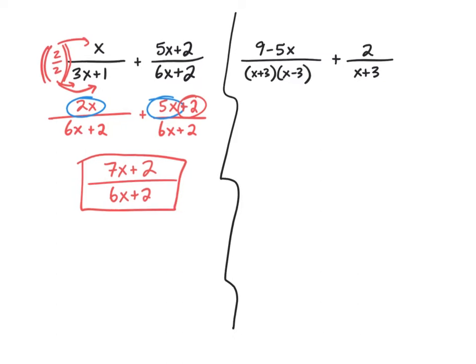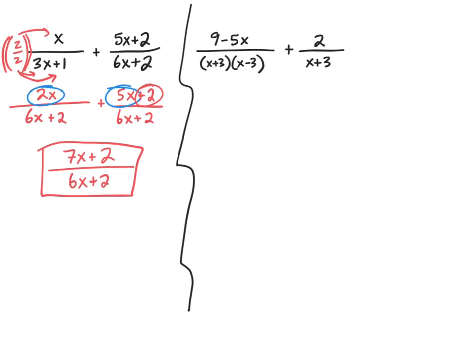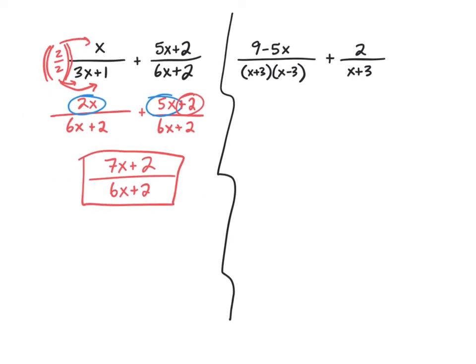All right, take a look on the right side. We have an x plus 3 on each side, but this one has an x minus 3 and this one doesn't. So it's as simple as giving it the x minus 3 and the x minus 3. That is just a fancy version of 1 over there.